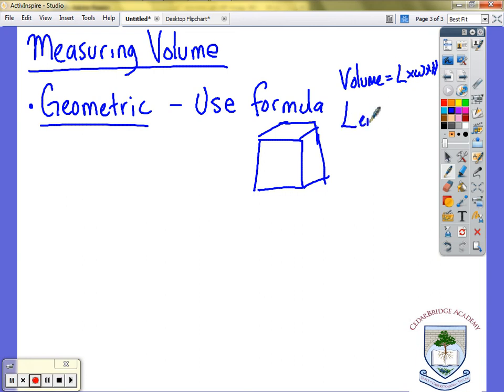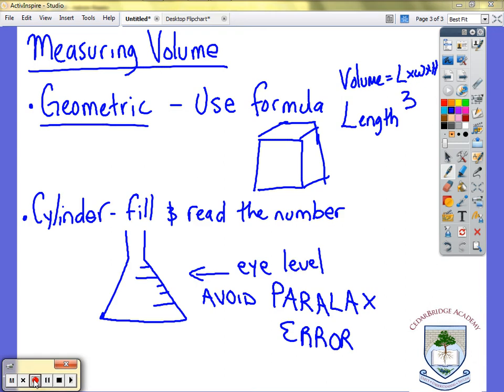A length cubed. For the measuring cylinder way, you just fill it with the liquid. I guess you could use a gas too, depending on its density. And you need to read the line at eye level. The reason all your reading should be done at eye level is to avoid what's called parallax error. Oh wait, let's see if I can draw an eye. Okay, so you go at eye level. Let's get some eyelashes in there just to be pretty. To avoid parallax error.